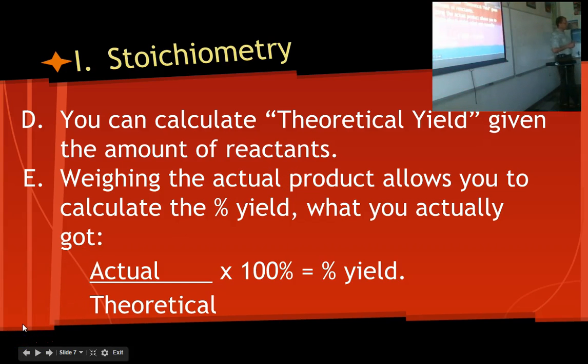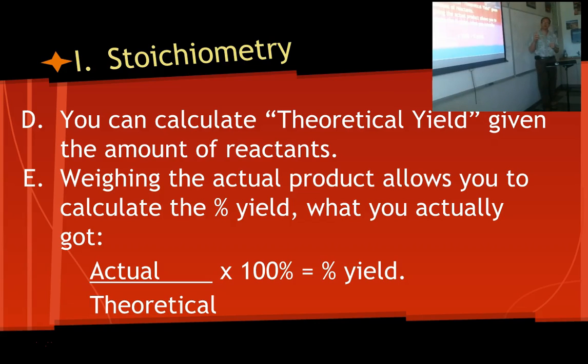So just like in that last example, if you have an amount of reactants and you use the coefficient bridge to calculate how much product you're supposed to get, that's called the theoretical yield. So the 0.222 moles of sugar that we should have gotten from that reaction would be the theoretical yield.